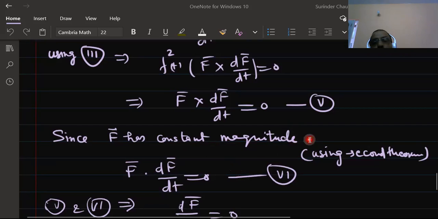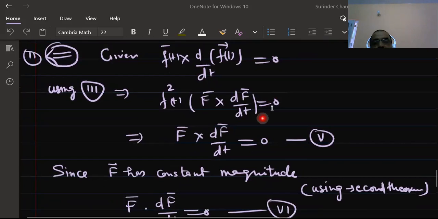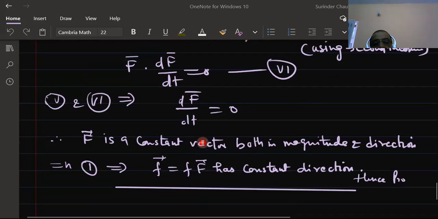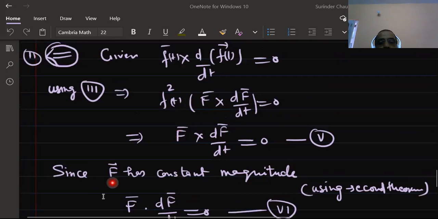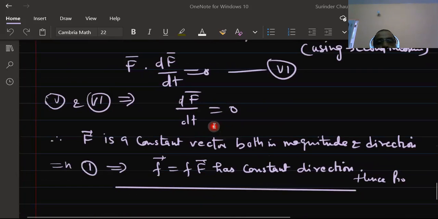we use the second result: F vector dot dF is equal to 0. So the fifth and sixth equations imply that dF/dt must be equal to 0, since the dot and cross products of two vectors are both 0. F is a constant vector, so for this to be true, dF/dt must be equal to 0. Therefore, F is a constant vector both in magnitude and direction. Equation first implies this is a constant vector.